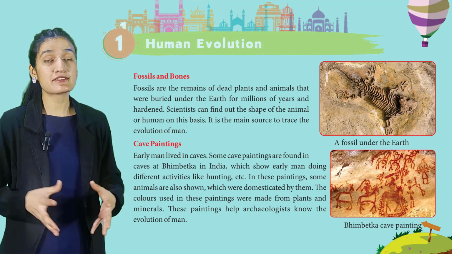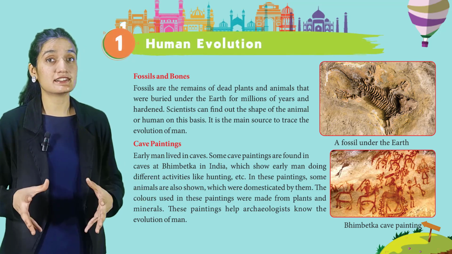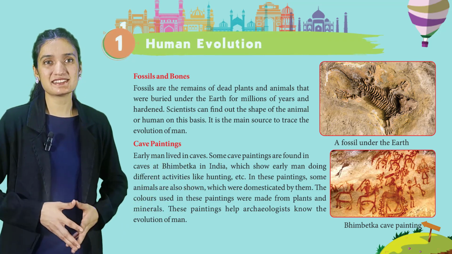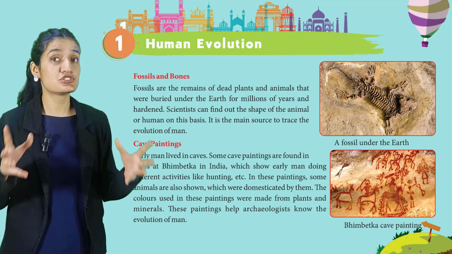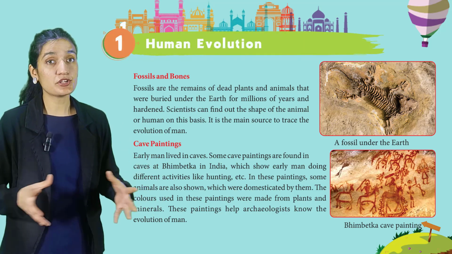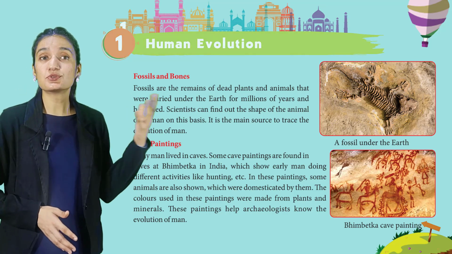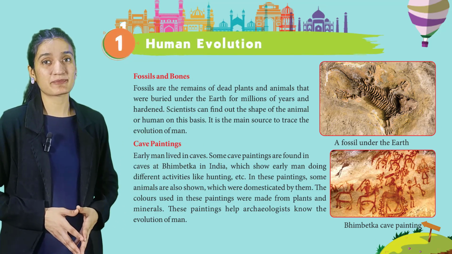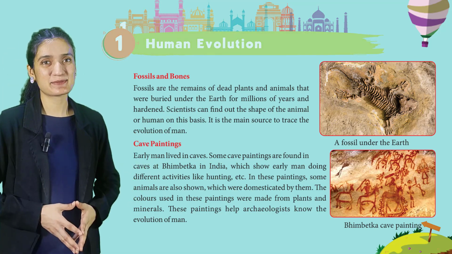Fossils are the remains of dead plants and animals that were buried under the earth for millions of years and hardened. Scientists can find out the shape of the animal or human on this basis. It is the main source to trace the evolution of man. Here is the picture of a fossil under the earth.